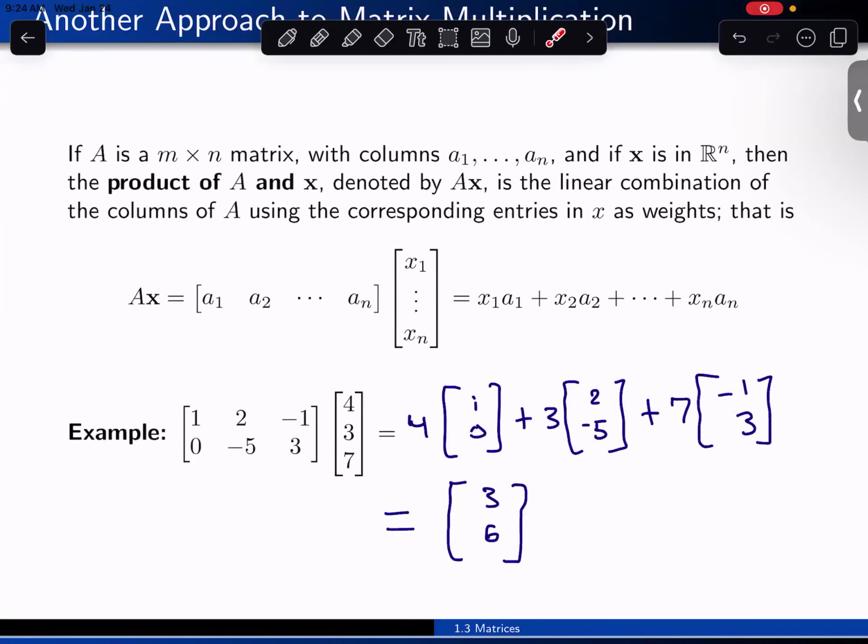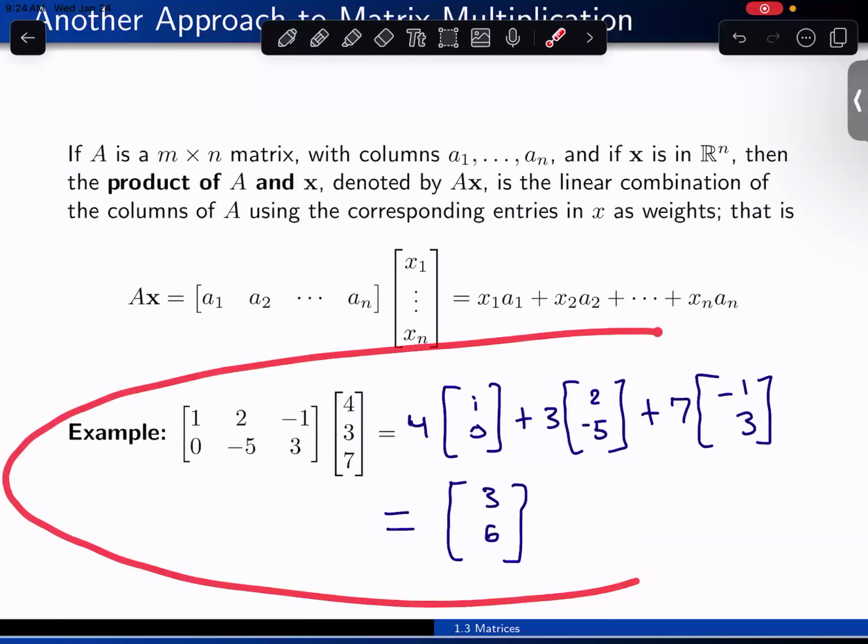So either way works. It depends on the situation or the question that you're asked. It's going to determine which interpretation of matrix multiplication you're going to be using. But you should know both interpretations or approaches. Any questions about this?